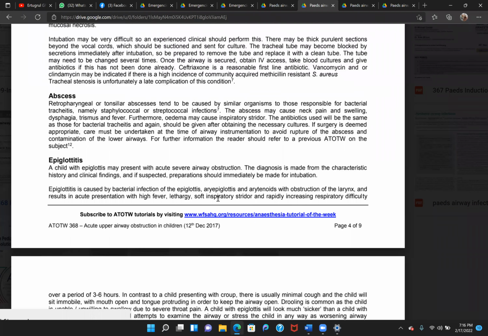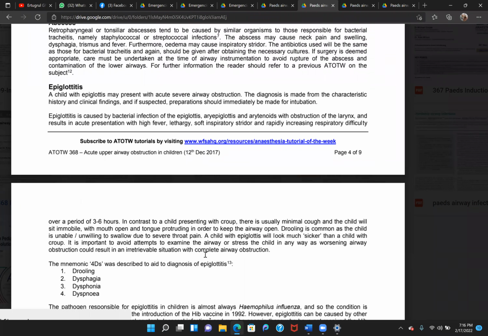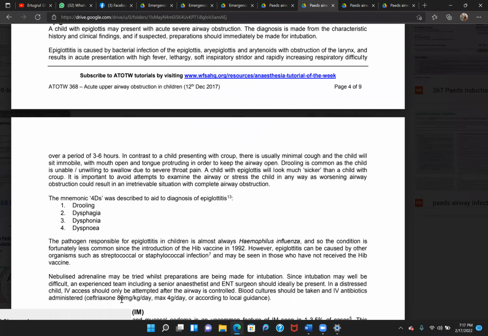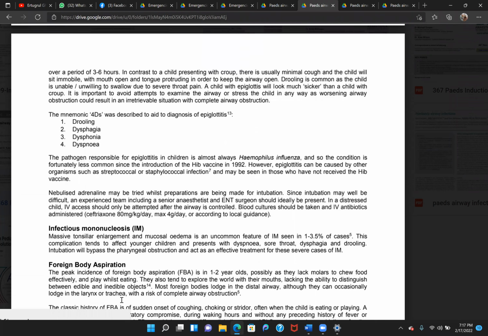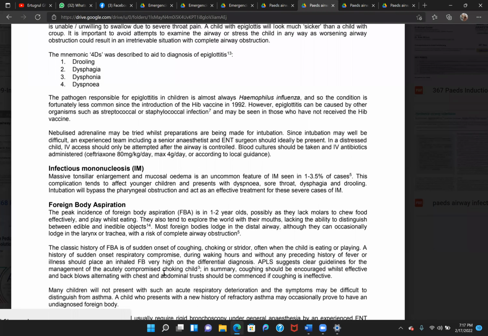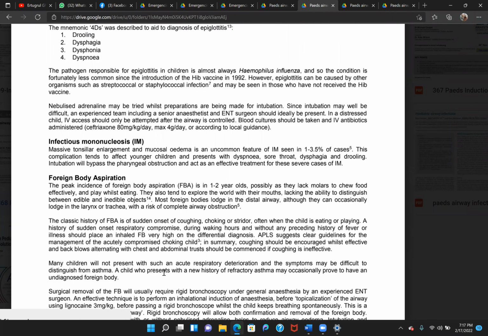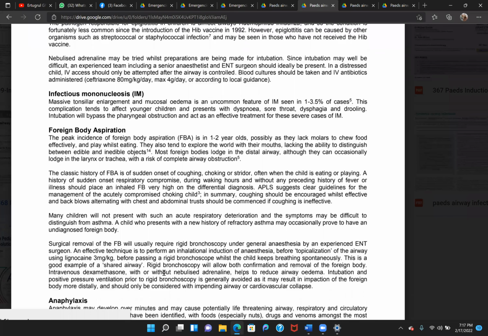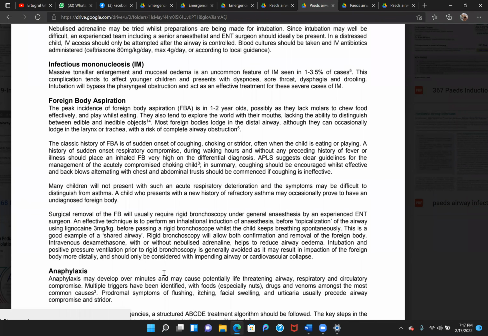There are some things like the finger thumb sign on the X-ray, which is for epiglottitis. You see the mnemonic: drooling, dysphagia, dysphonia, dyspnea. They can ask you these things, and the rest is infectious mononucleosis. If you are making a differential diagnosis, there will be so many things, but I need to tell you the basic concept. Yes, anaphylaxis, I did not mention it.